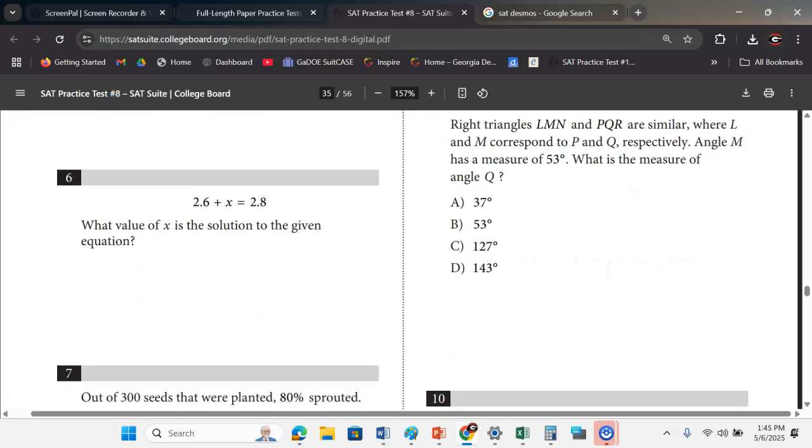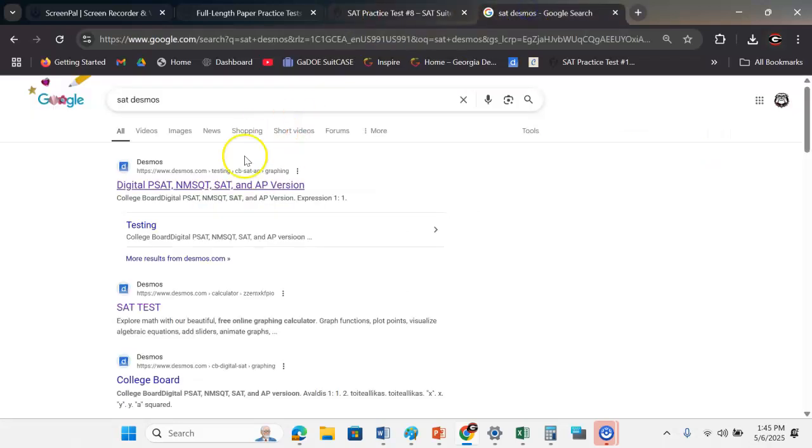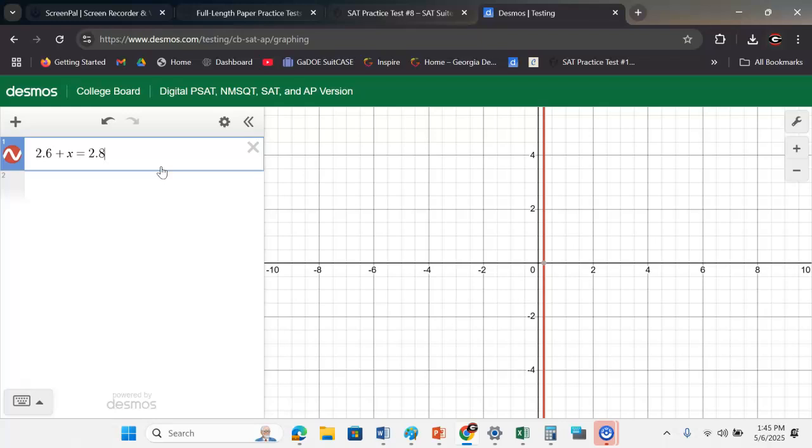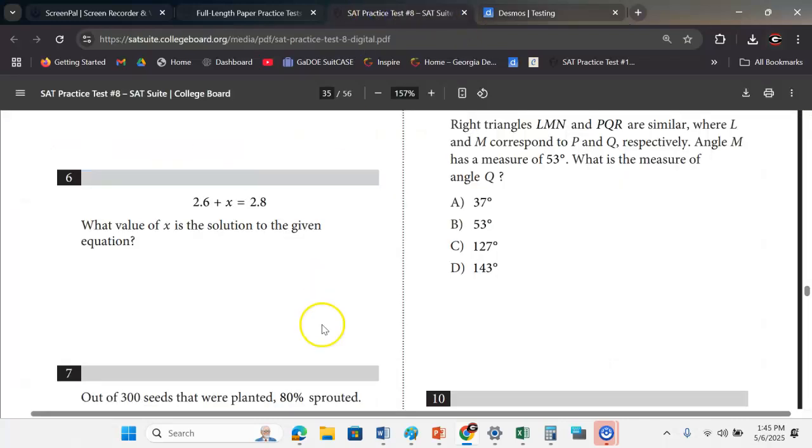Number six, let's see, what value of x is the solution? So I'm doing this on Desmos. This is easy. It's just 0.2. Let me show you on Desmos. I have a tab right here. And just remember, Desmos is very helpful in the SAT. I'm going to type that in just to confirm 0.2. Okay, so that one's pretty simple.